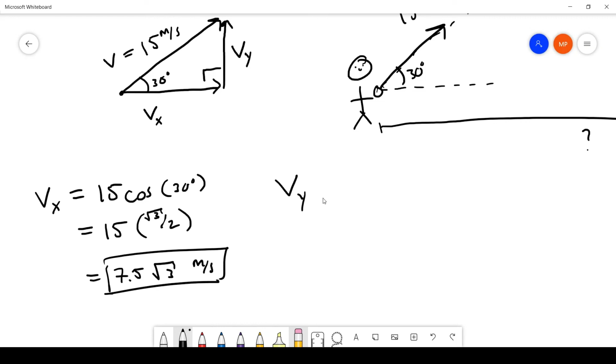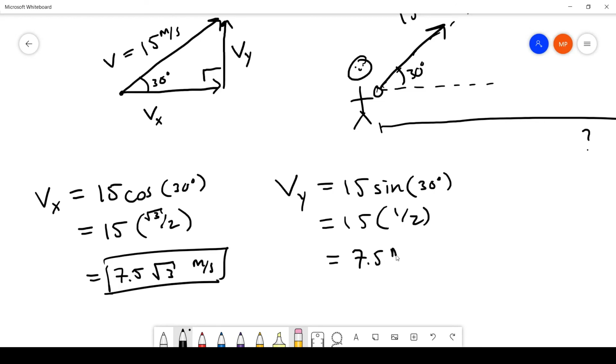And the velocity in the y is the hypotenuse of 15, which in this case is like the actual velocity of the ball, times sine of 30 degrees. And this would be 15 times 1/2. And this would be 7.5 meters per second.